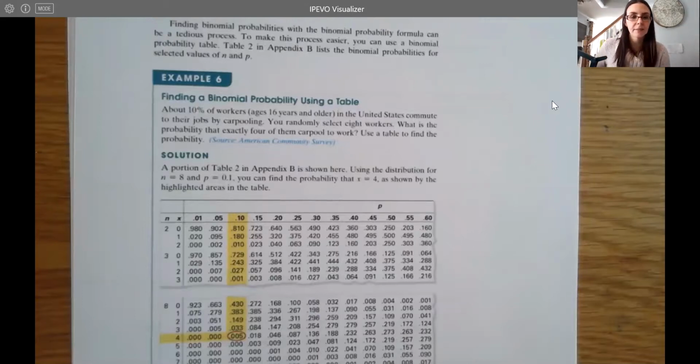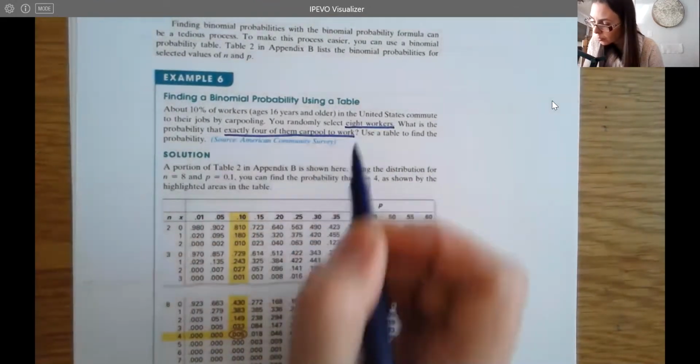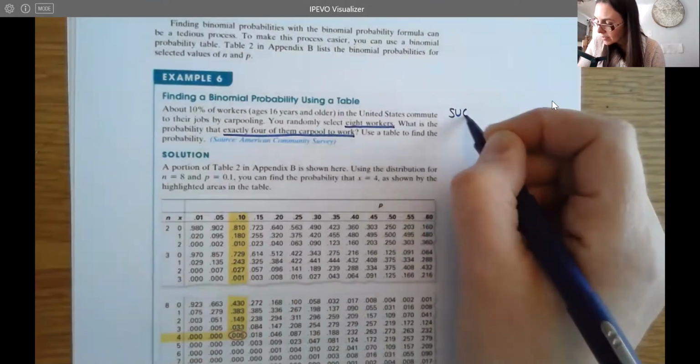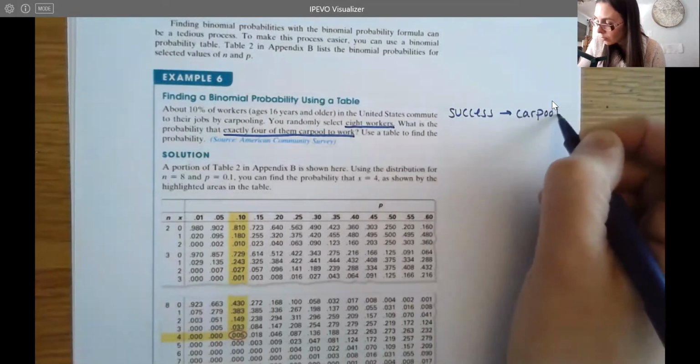Okay, so example 6. About 10% of workers ages 16 years and older in the United States commute to their jobs by carpooling. You randomly select 8 workers. What is the probability that exactly 4 of them carpool to work? Use a table to find the probability. Now, here, again, they haven't really defined what a success is, so you have to think about that interpretation. But it seems like a success in this case would be that it is someone who does carpool to work.